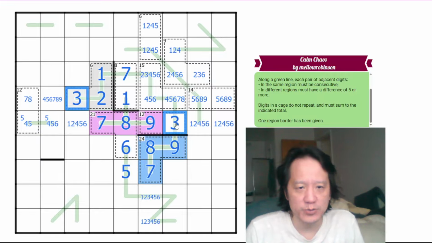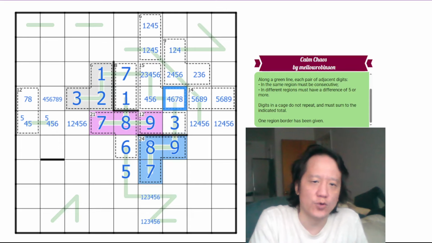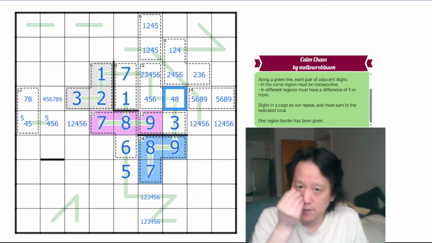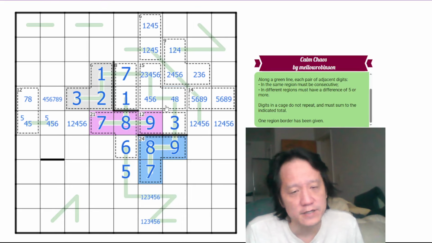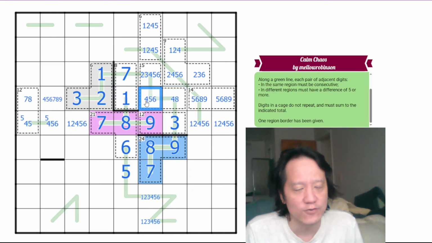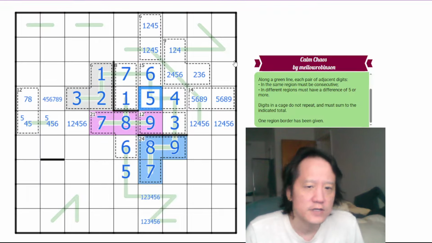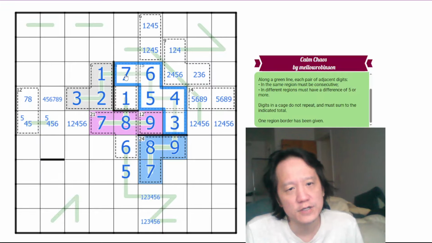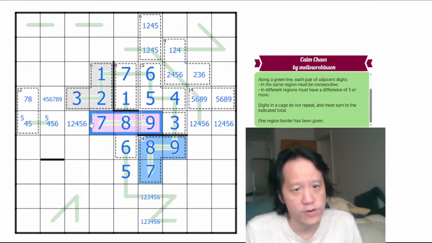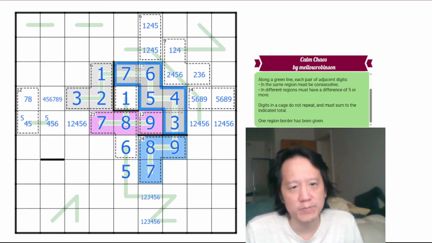So this has to either be consecutive with this digit or have a difference of 5 from that digit. Well, that means this is 4 or 8 here. 8 is not consecutive with any of these digits, and it's not 5 or more away from any of these digits. So this cannot be 8. This has to be 4, which makes this consecutive with 5. That's consecutive with 6. So these are all in the same region. And it cannot be the pink region. Therefore, it must be a separate one. We're going to make this medium gray.